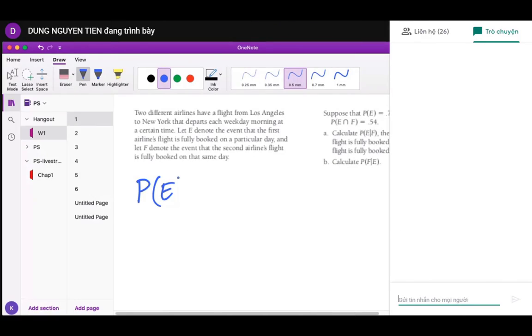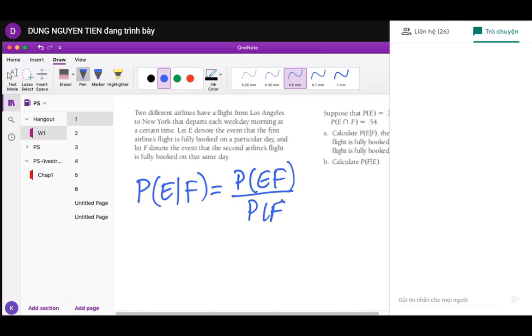Of E given F, we knew that it is in fact the ratio between the joint probability EF and the unconditional probability of F. And this becomes 0.54 for the joint probability over here, and this is 0.6 for the probability of F. Therefore, you get 0.9.